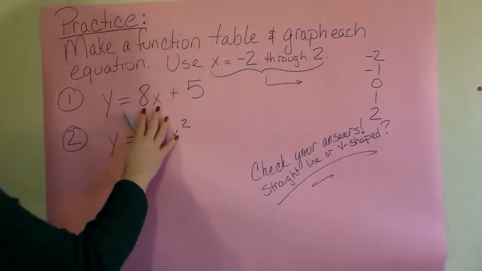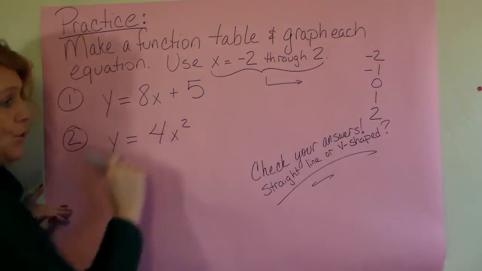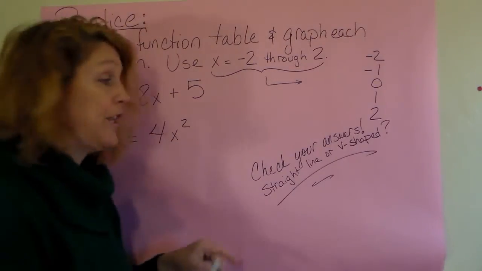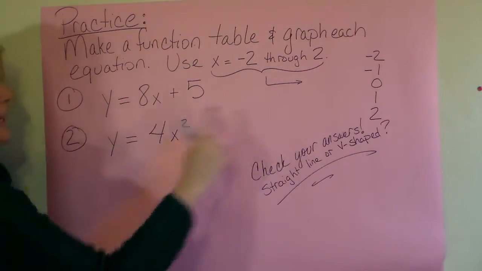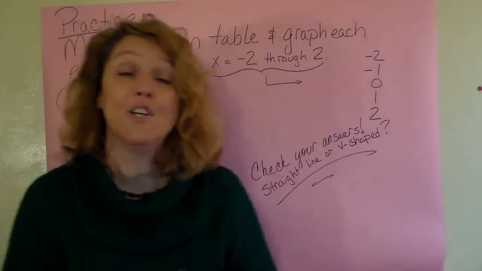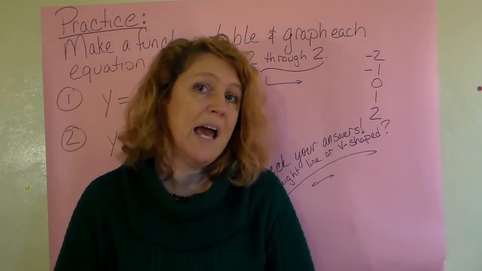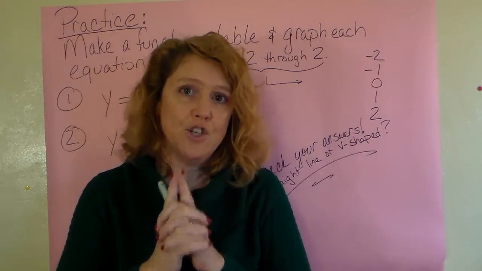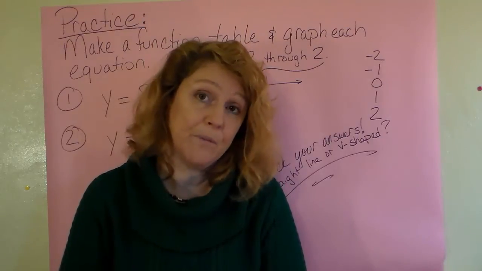You've got y equals 8x plus 5, and you've got y equals 4x squared. Make sure you check your answers, because for this one it should be a straight line, and for this one it should be a V shape. So make sure your points come into those shapes. If not, go back and check those math problems and make sure you've got all your positives and negatives the right way. Okay?